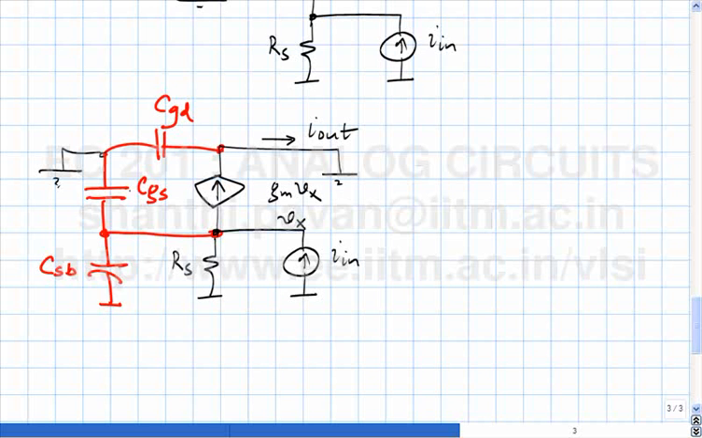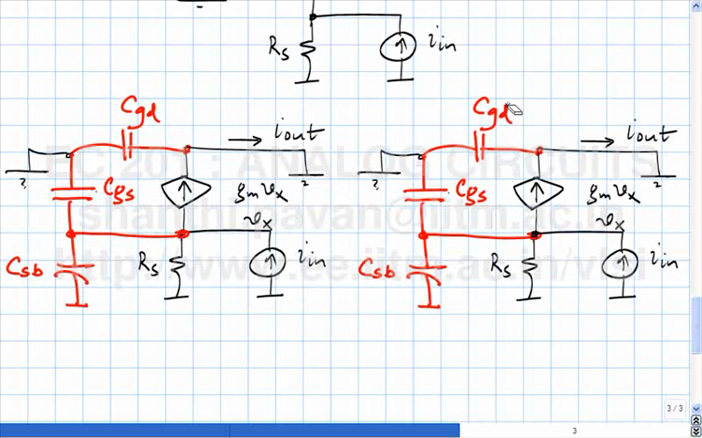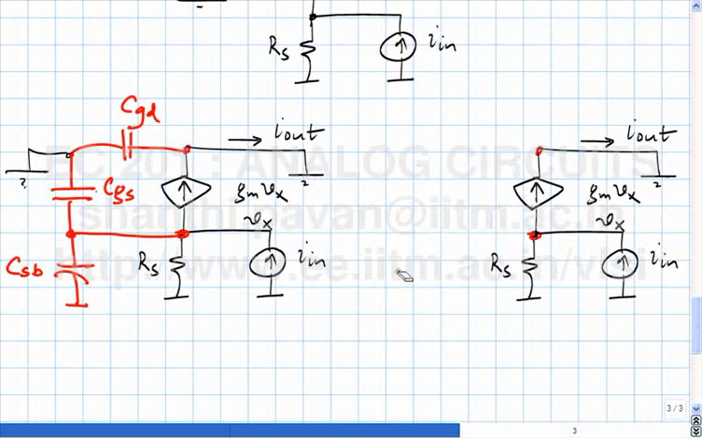So can you simplify this? CGD can also be removed. I can replace this by one single capacitor of value CGS plus CSB. Is that clear?